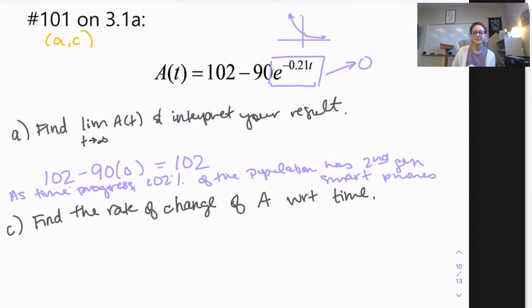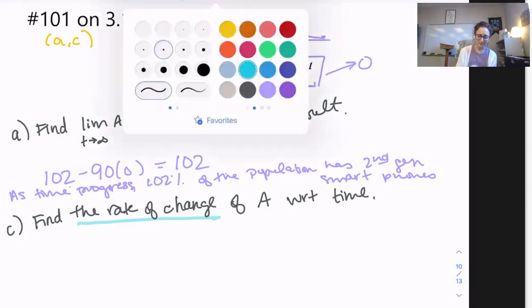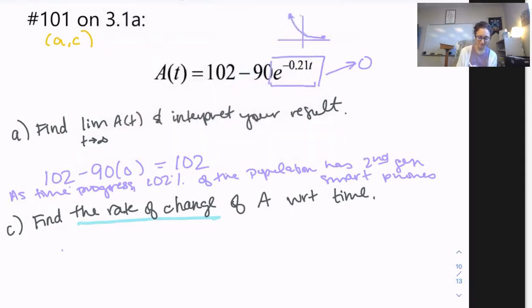Okay, then part C says find the rate of change. Whoa, what do we need to tie rate of change with? We need to tie it to the word derivative, right? Derivative, slope of the tangent line, rate of change, those are all synonyms, okay? So rate of change of A with respect to time. So what we will have here is A prime of t, right?